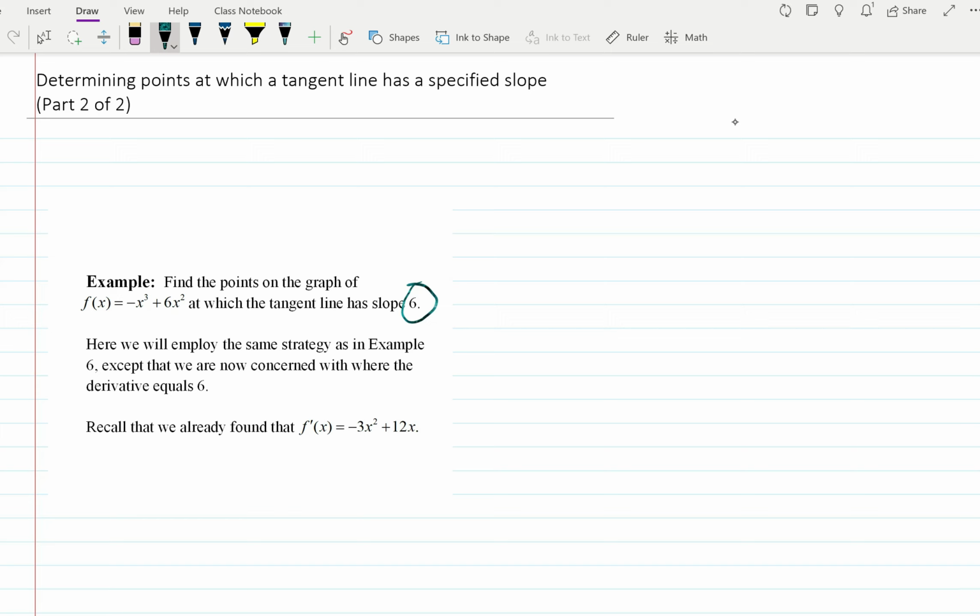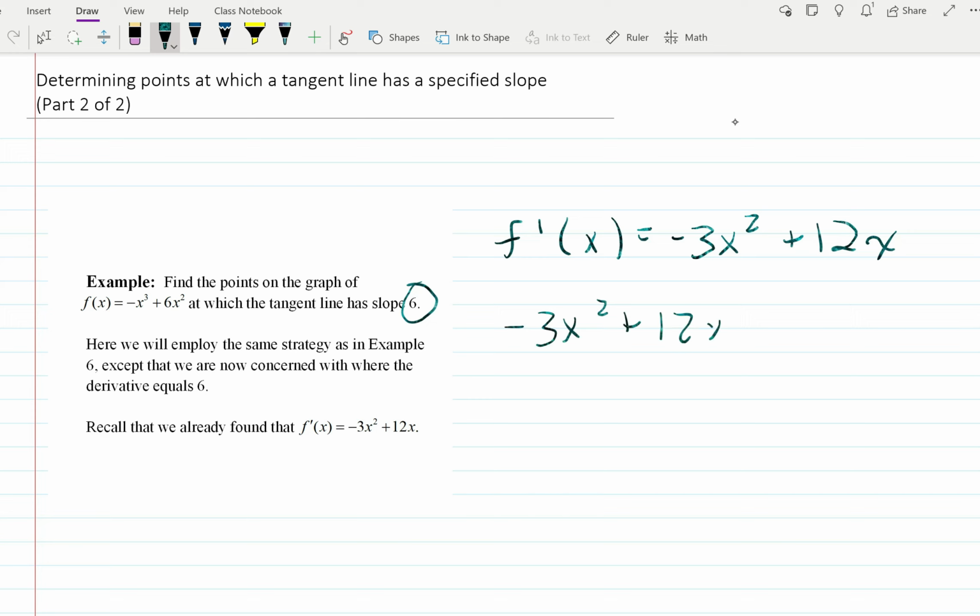Remember, we already found f prime of x in the previous example, so I'll just write that over. It's negative 3x squared plus 12x. So we'll say negative 3x squared plus 12x equals 6. All right, how do we solve this? It looks to be quadratic, right? You see a 2 as the largest exponent, so this is a quadratic equation.